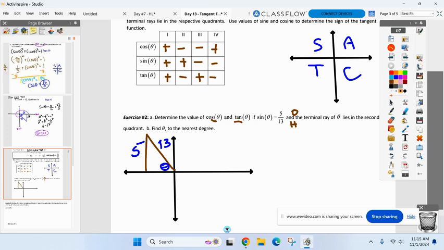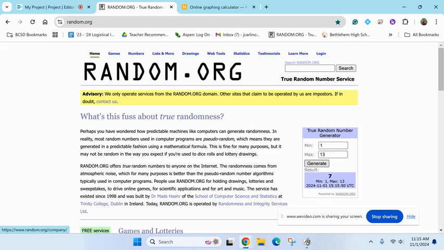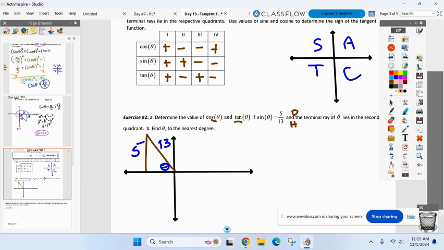Before I even bother finding cosine or tangent, I know I'm going to need that third side, right? All right, set up the Pythagorean theorem for me to find it. What's Pythag going to look like here before I start? A squared plus B squared equals C squared. Correct. You just plug those in. And then 5 squared plus B squared equals 13 squared. Good.